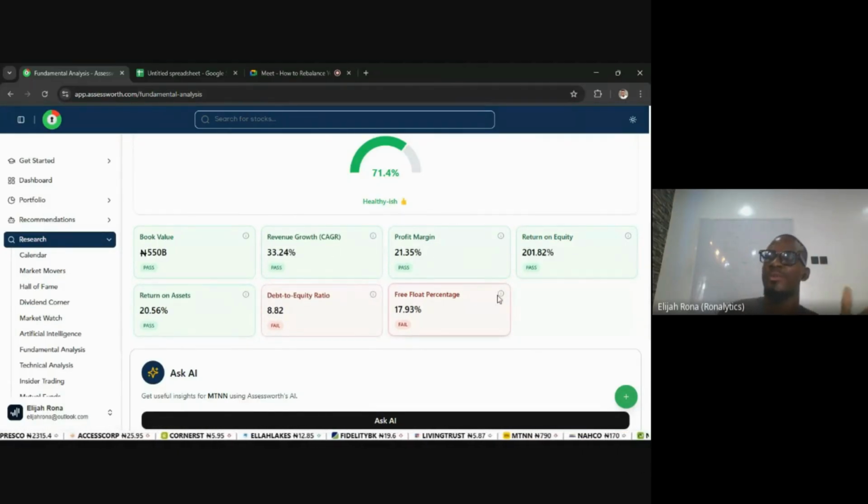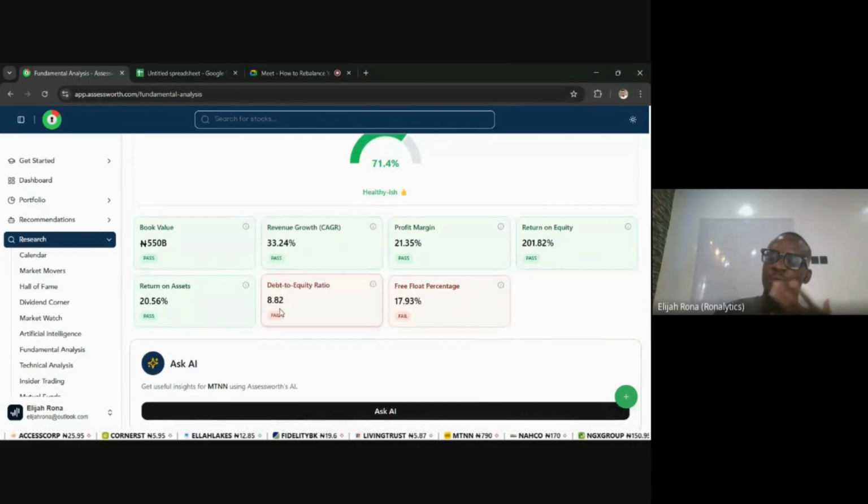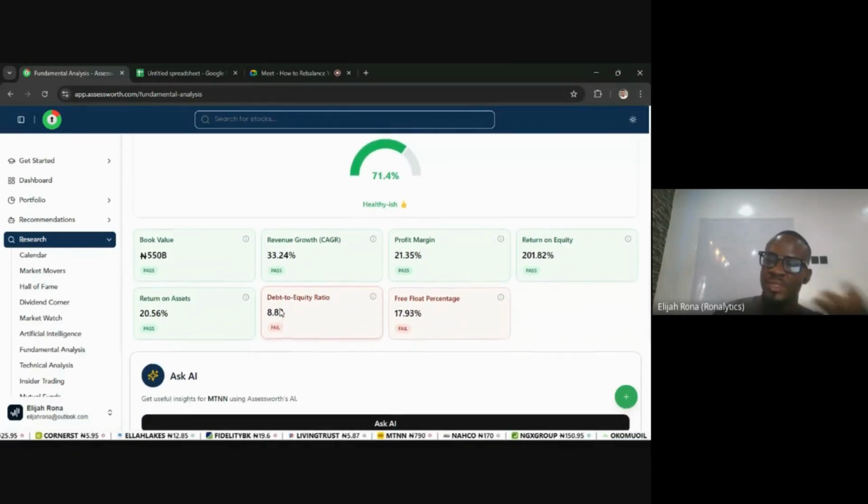So in the case of free float, MTN does not have up to 20% free float. This is the reason why it is showing as failed here, right? Because we set it that the free float should be above 20%. Then for the debt to equity ratio, we all know what happened to MTN in 2024, where their liability, the debt generally, superseded the equity. So it is still on the high side. We set this for the purpose of helping keep investors safe.